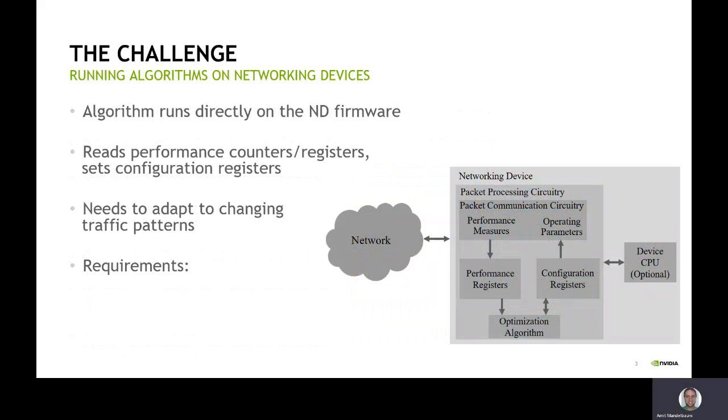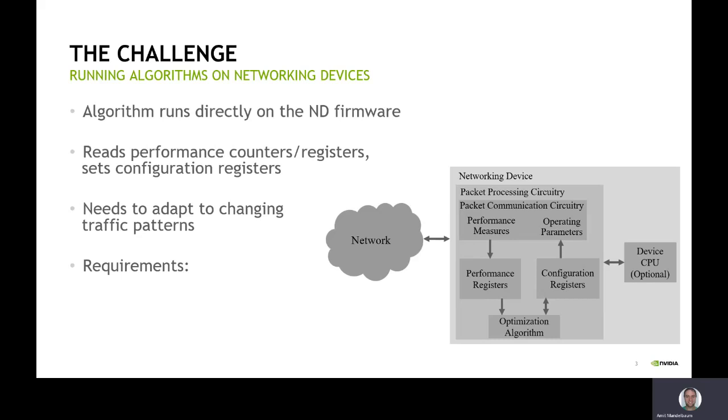However, any algorithm that is going to solve this problem of dynamically configuring the networking device needs to run directly on the networking device itself in order to respond and act fast enough and adapt the networking device in real time to the changing traffic patterns. This means that the algorithm is running on the networking device firmware. It is reading the performance counters or registers from the networking device and is setting the networking device configuration registers, and all of this is done in real time. And the algorithm itself needs to adapt to changing traffic patterns.